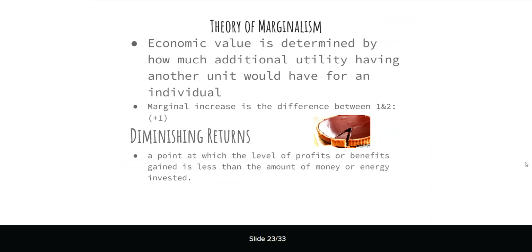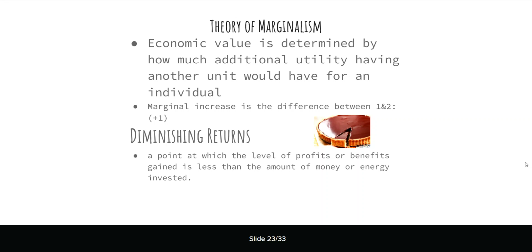So the economic value is determined by how much additional utility having another unit would have for an individual. That's what the theory of marginalism is. So it's looking at how much would you enjoy going from having 2 cheeseburgers to 3 cheeseburgers. What is the increase between the second and the third? That is marginalism. If we're looking at how much you have enjoyed it all together, the first, the second, and the third, that would be the total benefit.